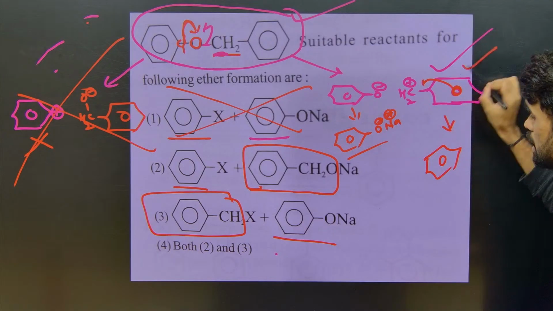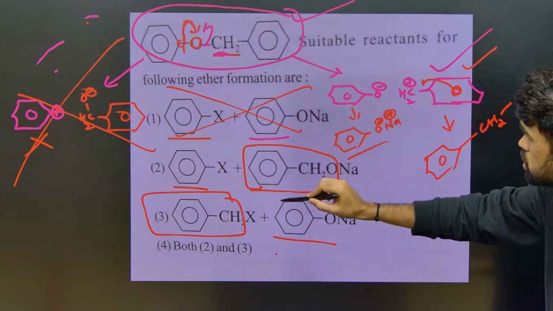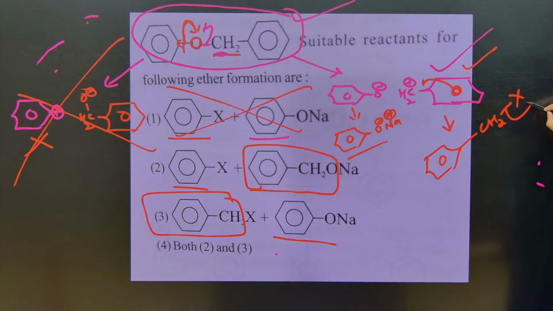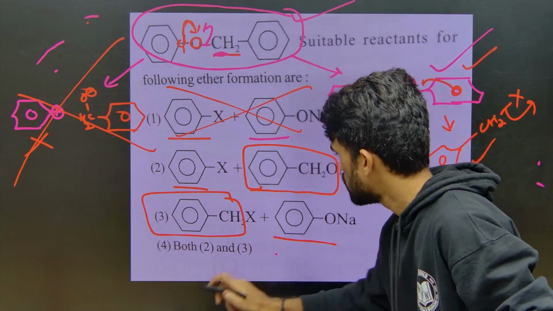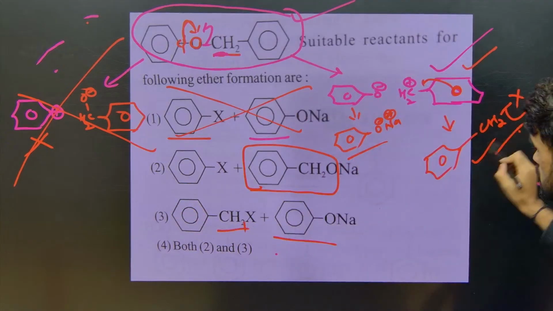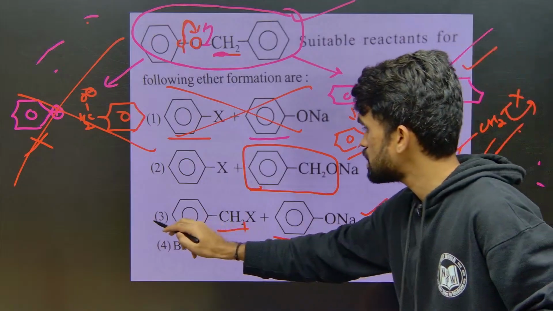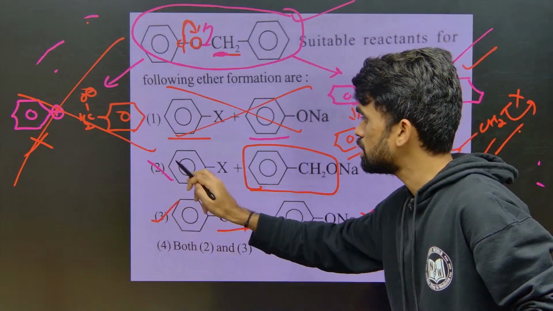Therefore I am taking these two species, so CH2, and here put the halogen X. This X goes out and will give this carbocation, the benzylic carbocation. So these are the two parts we have. Now take the benzyl halide. See, the benzyl halide is here, CH2X, and the sodium phenoxide ion is here. So this is the perfect answer, not the second one.